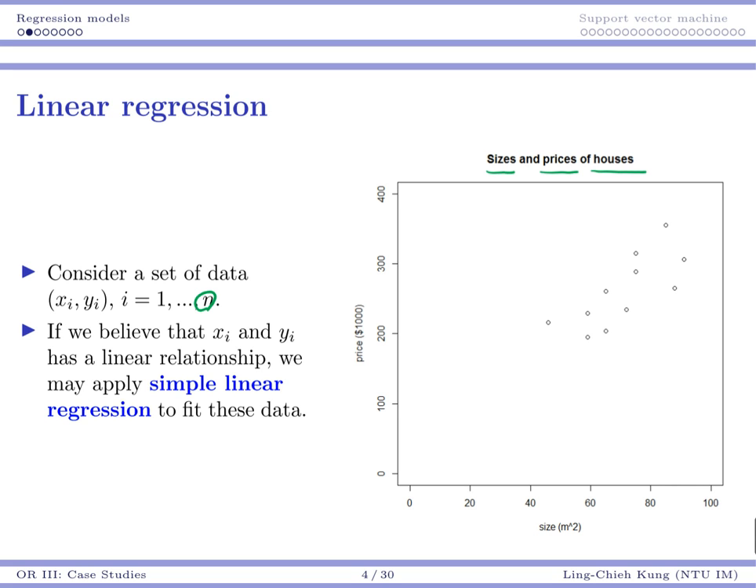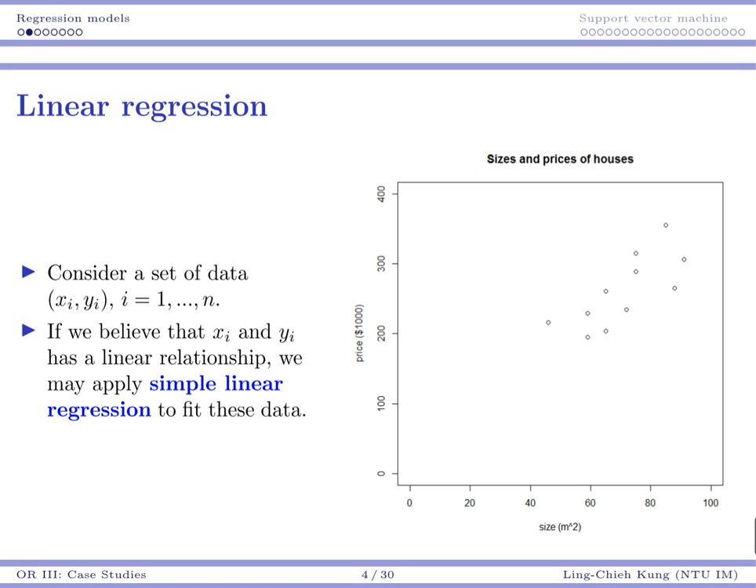Maybe we are talking about, for each house, the size and the price. We collect 12 samples here. For each sample, it is a house, and we record its size and its price. So we get 12 samples, 12 observations, and that's n. We get n samples here, and then for each sample, we get two numbers.